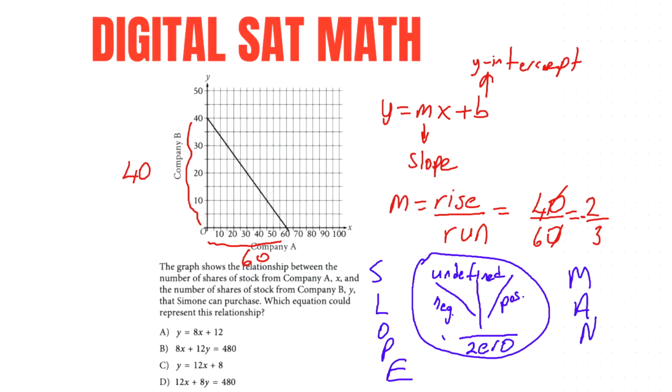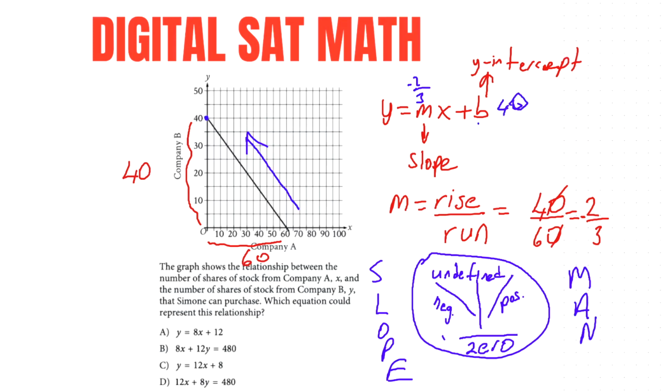Since this graph goes this way, based on the slope man, you can remember it is negative 2 over 3. So we're looking for a slope of negative 2 over 3. What about the y-intercept? That's where the graph intersects with the y-axis. It's obviously 40, so we will have 40 for the y-intercept.